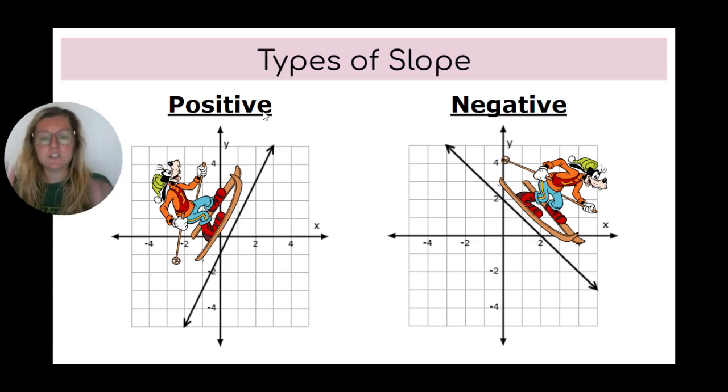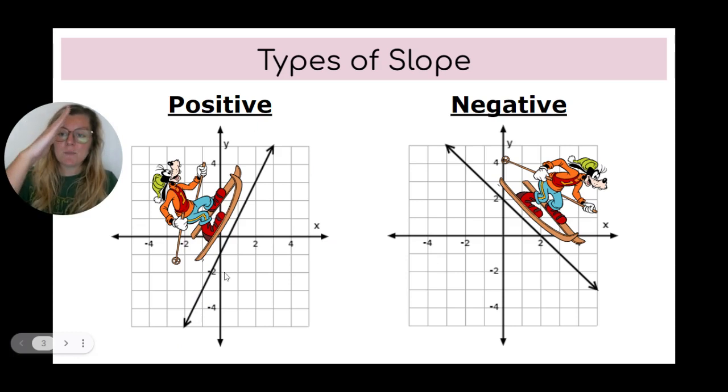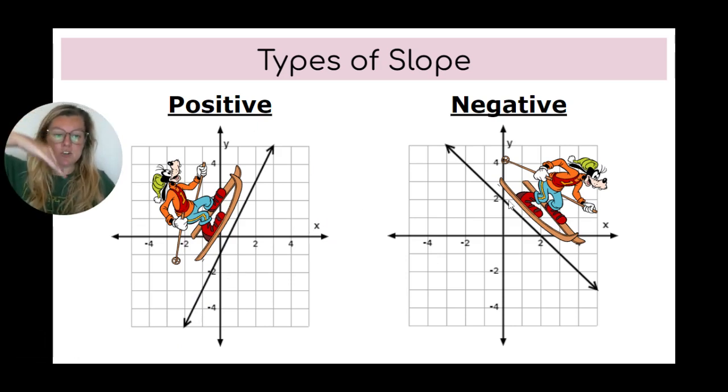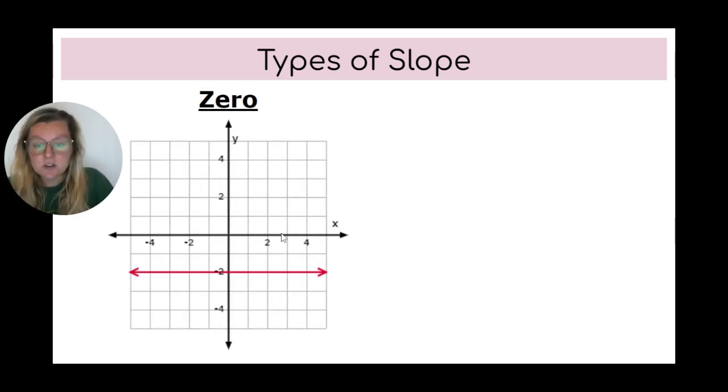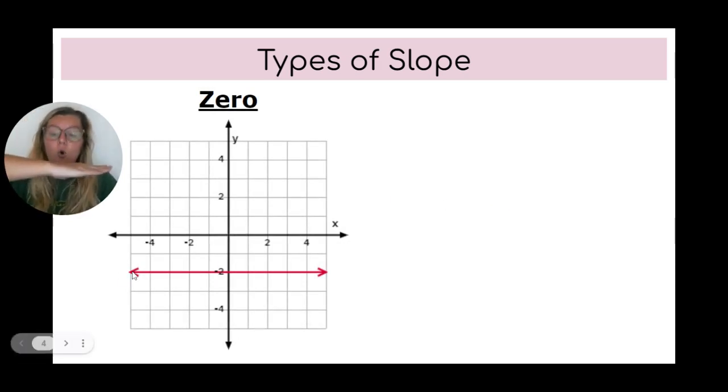Okay, the different types of slope, there are four. Positive slope means you're going uphill. Negative slope means you're going downhill. And these are two kind of different ones. Zero slope means that it's a flat horizontal line. So think about a treadmill. Imagine that you didn't put the incline up. You're just trucking along at zero.